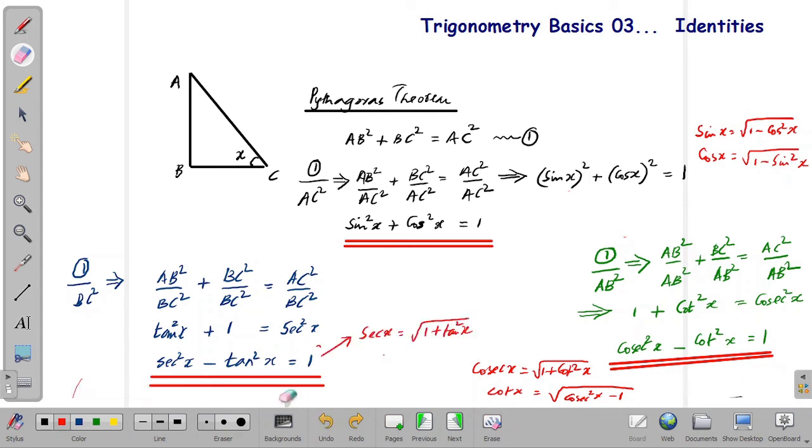Okay, now from the tan value we can compute sec x this way, and from the sec x value we compute tan x this way. We use such formulas in various problems while solving.